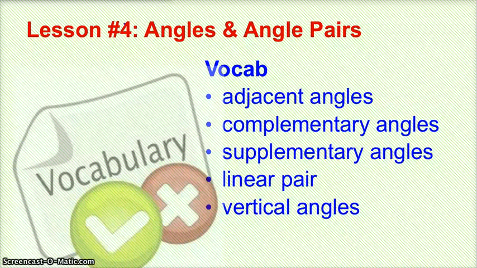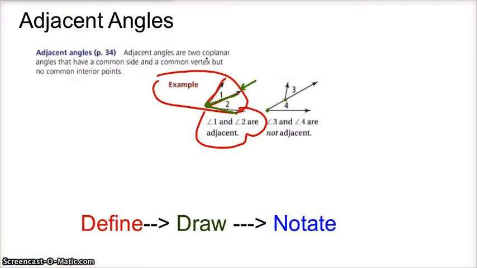Unit 1, Lesson 4 vocab video. Today's vocab will be adjacent angles, complementary and supplementary angles, linear pair, and vertical angles.